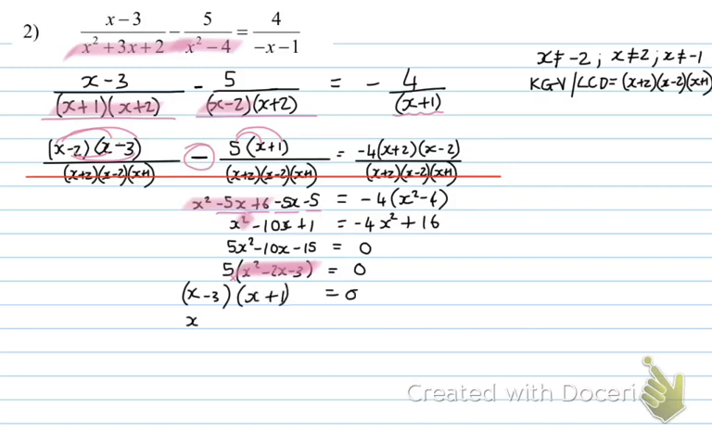Then I set each bracket equal to 0 separately. x minus 3 is equal to 0 or x plus 1 is equal to 0. So x is equal to 3, or x is equal to negative 1.